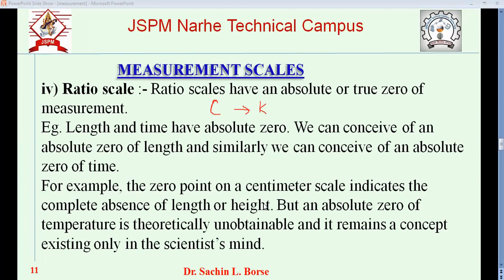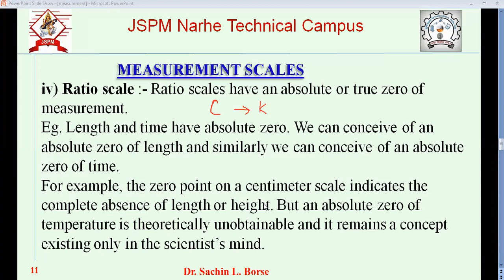For example, 0 point on the centimeter scale indicates the complete absence of length. So I already mentioned, the complete absence of length or height. But the absolute zero of temperature is unobtainable. Here it is mentioned that 0 Kelvin is not obtainable, but nowadays it is obtainable. Maybe it is an old script. So they mention that absolute zero is difficult to obtain. Please understand, it is very difficult to obtain absolute zero of temperature.